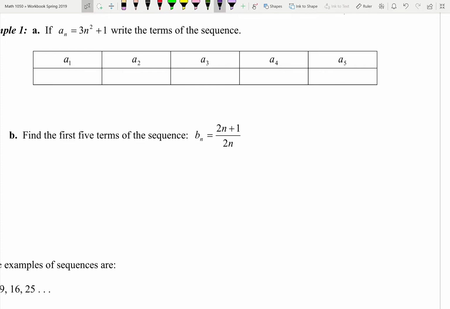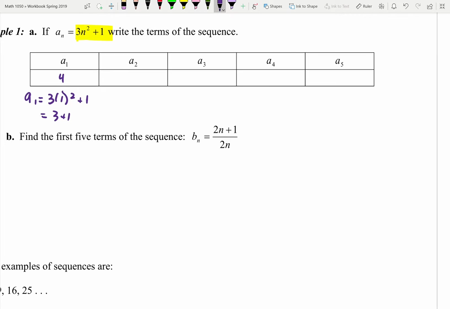Okay, so all you're going to do is take this equation right here, and wherever you see an n, you're going to put in a 1. So everybody go, a sub 1 equals 3 times 1 squared plus 1. 1 squared is 1. 1 times 3 is 3. So that's 3 plus 1, which gives you a 4. You could also just put it in your calculator, but you should write that first line.